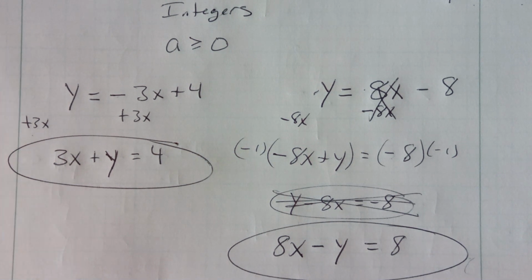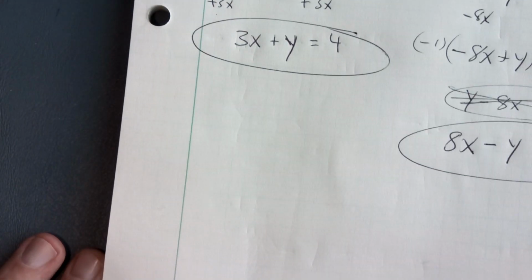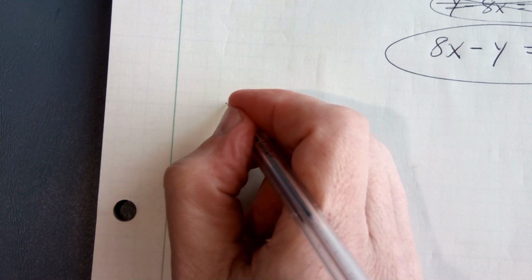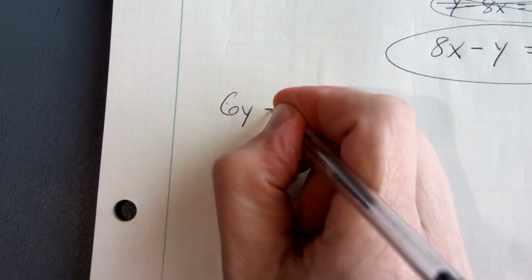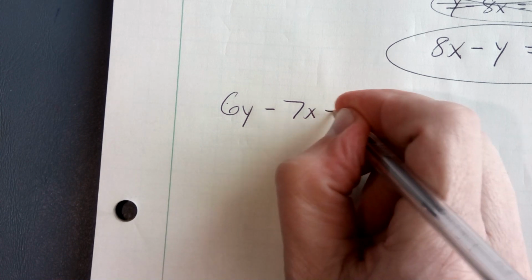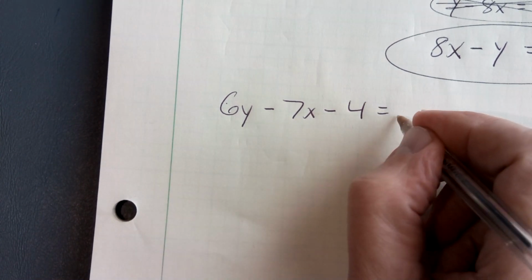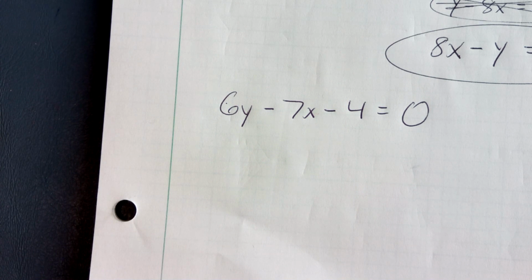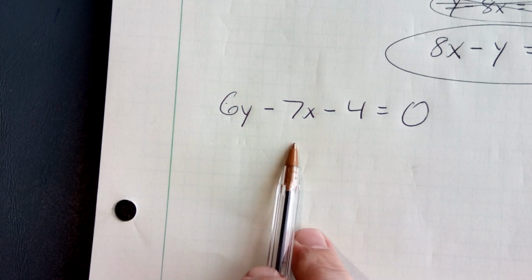Let's give you another one. They might give you something that's neither in linear nor standard form, but again, one that's not very difficult. They might give you 6y minus 7x minus 4 equals 0, right? So it's not linear, it's not slope-intercept form, but it's not standard either.